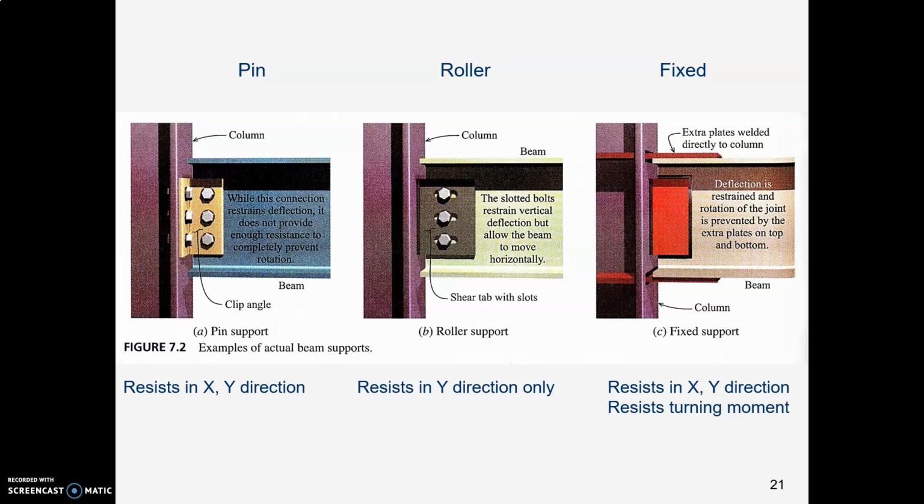So those are the three types: a pinned connection, where you have an X reaction and a Y reaction; a roller connection, which could also be slotted holes, notice, where you have a Y reaction only, but it's free to slide in the X direction, so no X reaction; and then a fixed connection where there's an X reaction, a Y reaction, and a moment reaction. And we are not going to look at these guys very much. We're just going to focus on pins and rollers.